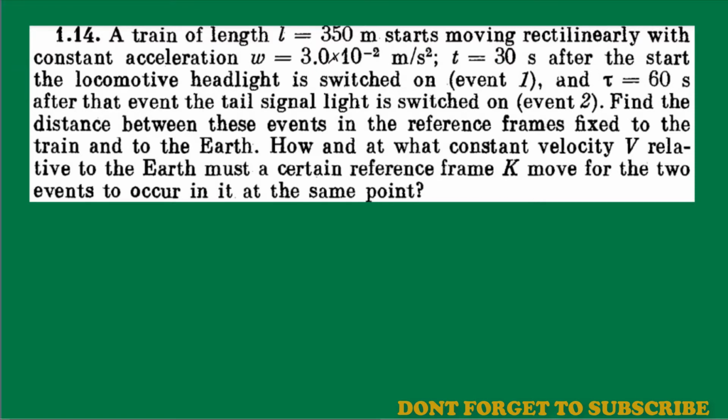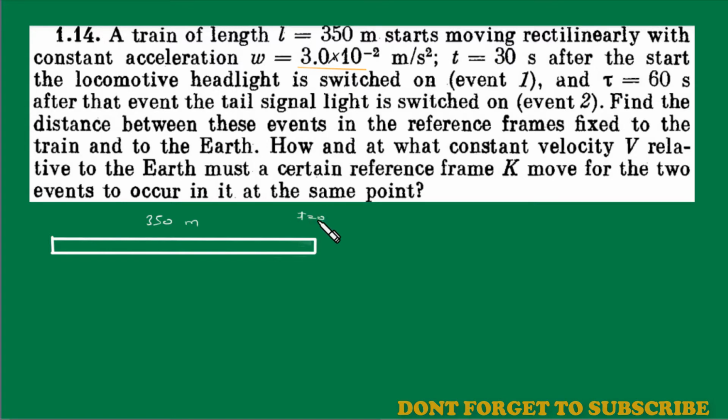Okay, students. So suppose initially this is the train, and the train is really long, 350 meter long. Now look at the acceleration. Acceleration is very small. You can see that it is 3 into 10 to the power minus 2, just that. Okay, fine. So t is equal to 0.